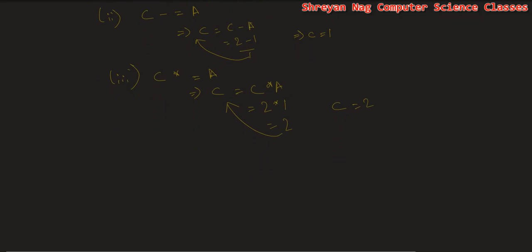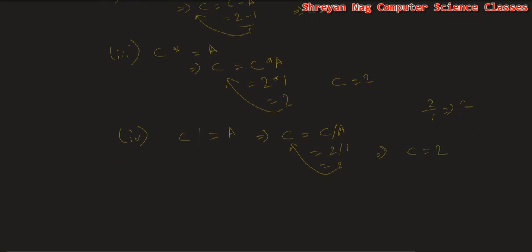Then your modulus, then your division. So c divide equals a basically means that c equals c divided by a. So 2 divided by 1 is only 2. So 2 is getting stored inside c.